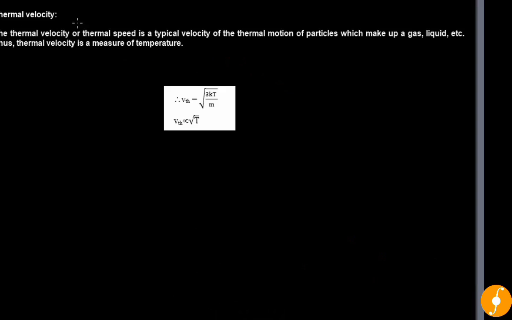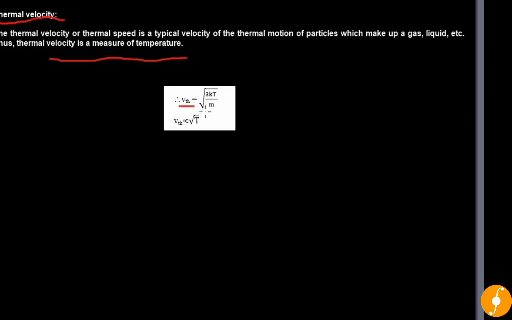The next thing is thermal velocity, and the definition is that thermal velocity or thermal speed is a typical velocity of the thermal motion of particles which make up a gas, liquid, etc. Thus, thermal velocity is a measure of temperature. The name itself represents that it is related to temperature.